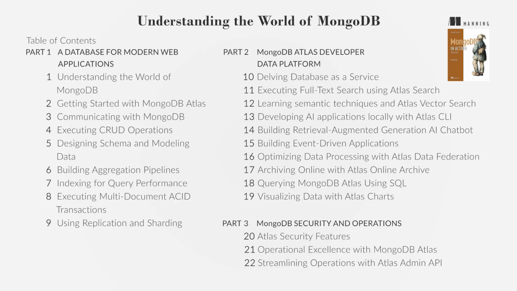Drawing on the author's extensive experience with large-scale MongoDB deployments, this book provides a comprehensive exploration of the NoSQL database. It highlights MongoDB's ability to efficiently store complex data structures due to its flexible schema. The book explores core server features and introduces the Atlas Developer Data Platform, highlighting advanced capabilities like vector search, full-text search, and stream processing. It covers multi-cloud deployments and automated scaling, making it essential for developers and database administrators.